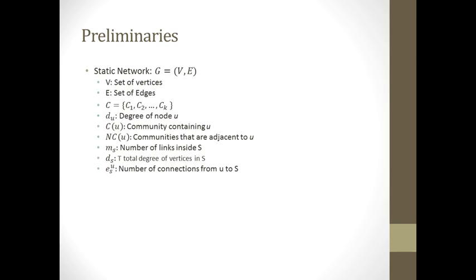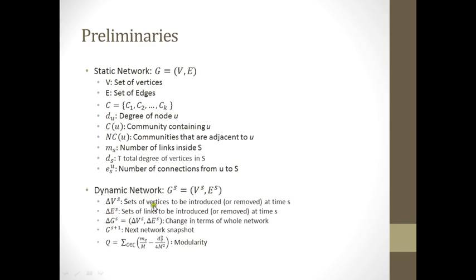In the case of a static network, a graph is represented by V comma E, where V represents a set of vertices and E represents a set of edges, and these are the other commonly used notations of the graph. And these are some of the other notations which are used for representing dynamic networks. The modularity is the objective function which we have considered for measuring the community structure, or the structure which has been prepared by the algorithm.